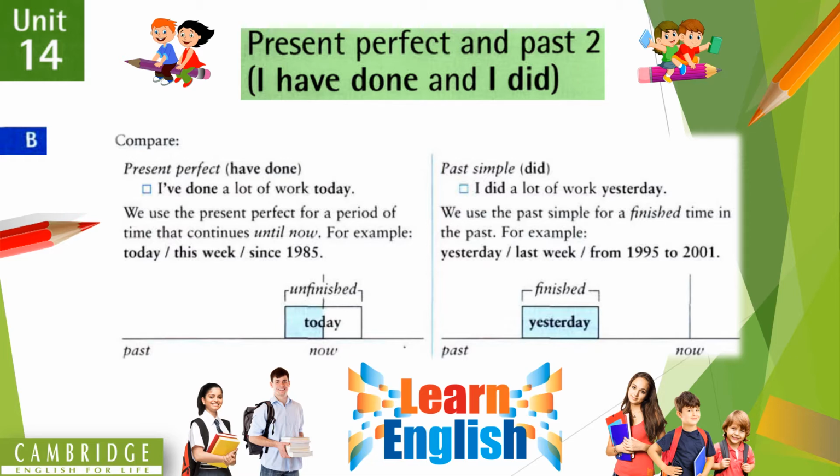For example, today, this week, since 1985. You see, from past until now. Today, we're talking about which is now, which is unfinished. That is why the action perhaps started in the past, the effect is still there. It is considered to be unfinished. For example, today, this week, since 1985. Whereas in simple past, we say, I did a lot of work yesterday.